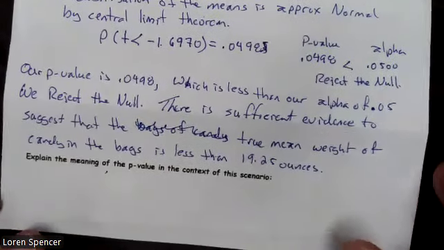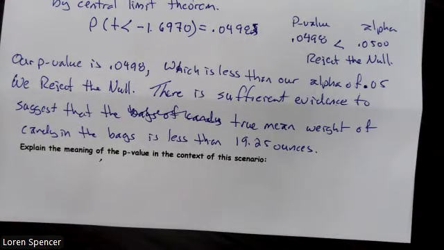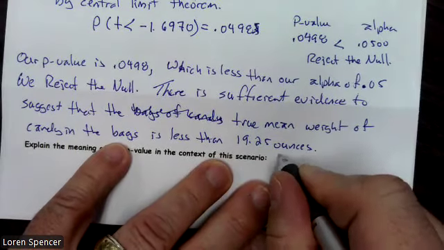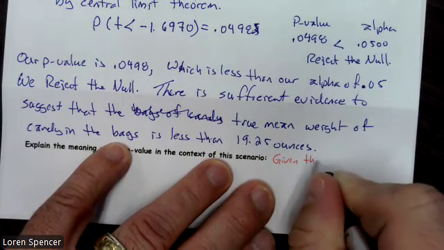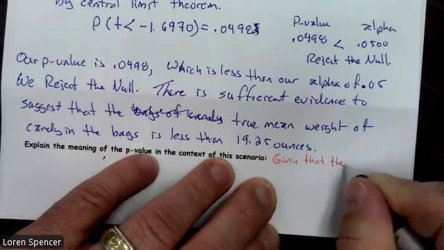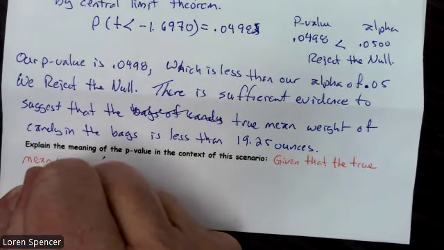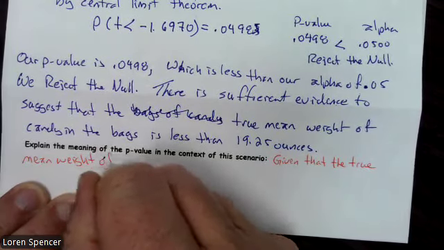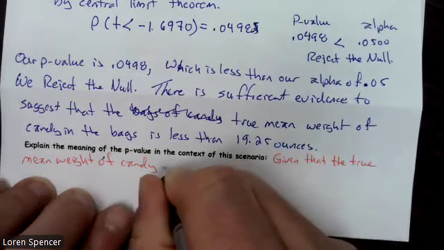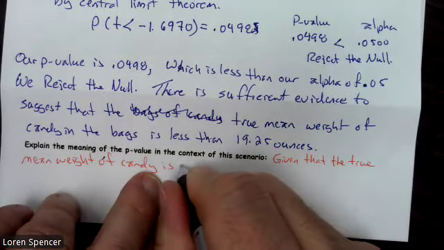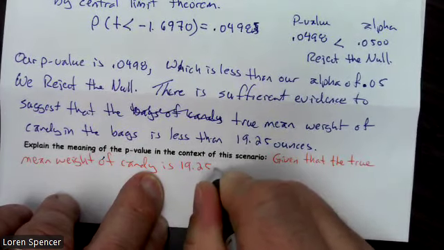All right, p-value. The p-value is the probability of getting a test statistic this extreme or more extreme given that the null is true. So how would we go about saying that? Well, given that the true mean weight of candy is 19.25 ounces.